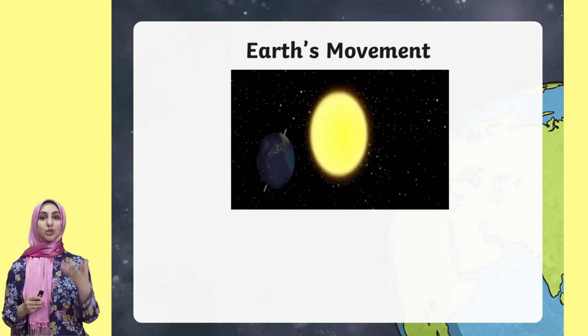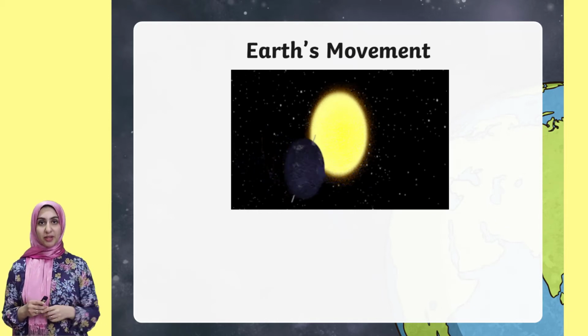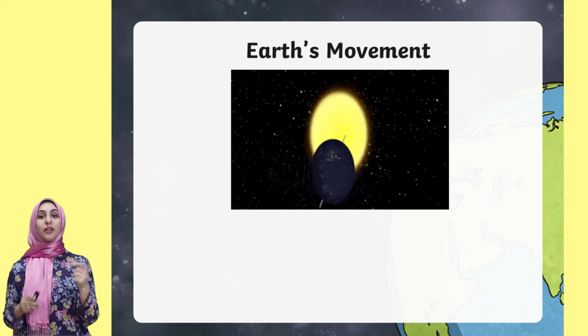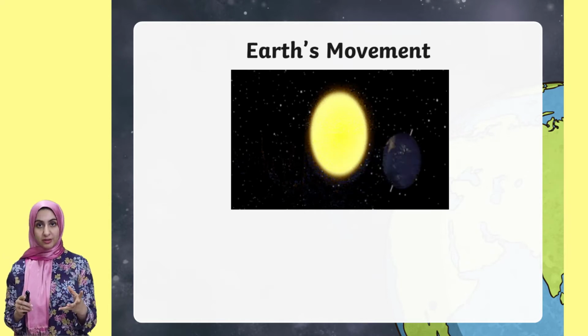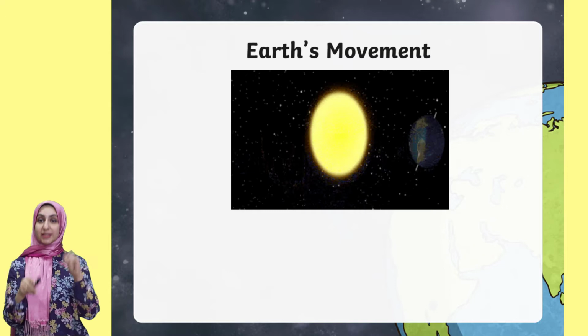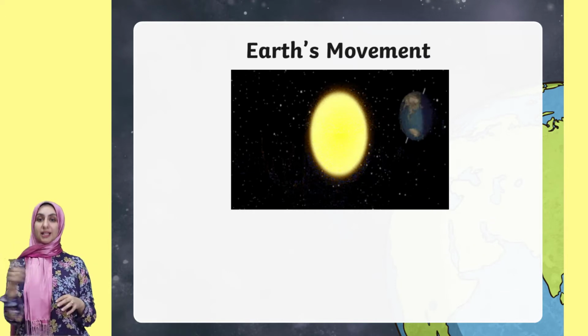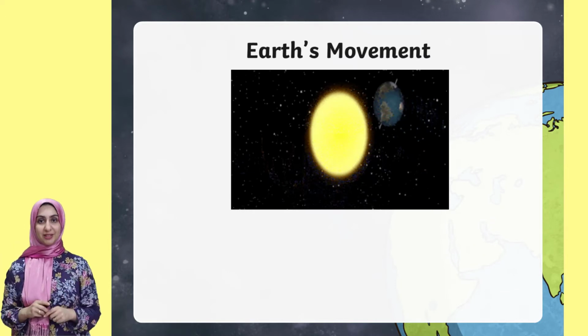This animation is showing us how the Earth is moving. It is moving around the sun, as you can see, in an orbit, which means revolution. And also at the same time, it rotates on its axis, which means rotation.